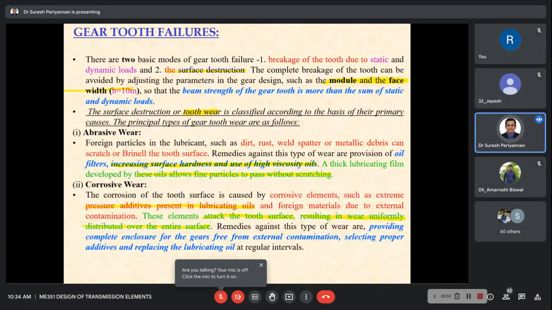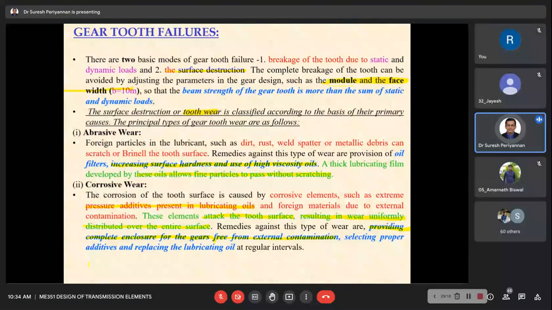How can I resolve this problem? We have to provide a complete, appropriate enclosure for the gears, free from external contamination. Selecting the appropriate additives and replacing the lubricating oils at proper time intervals can resolve the corrosive wear on the surface of the gear tooth.